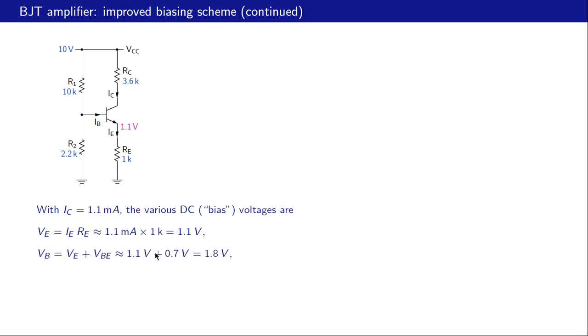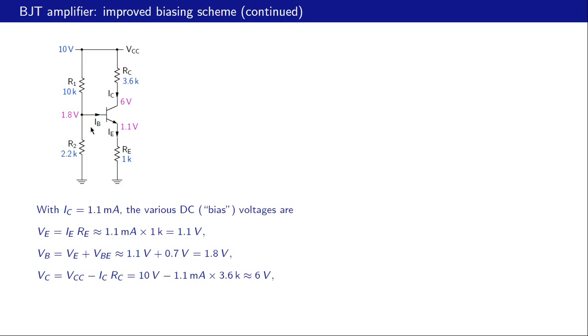What about VB? VB is VE plus this voltage drop, which is 0.7. So 1.1 plus 0.7, 1.8 volts. What about VC? VC is VCC minus IC times RC. VCC is 10, IC is 1.1 milliamp, RC is 3.6 K. So that turns out to be 6 volts.